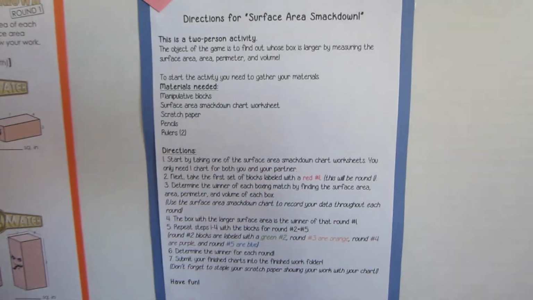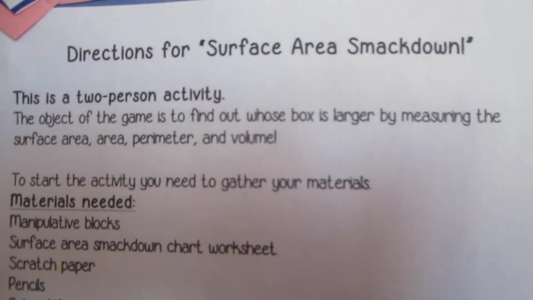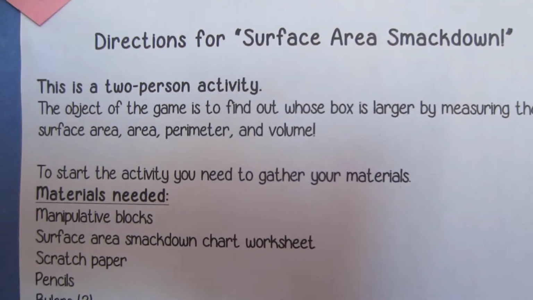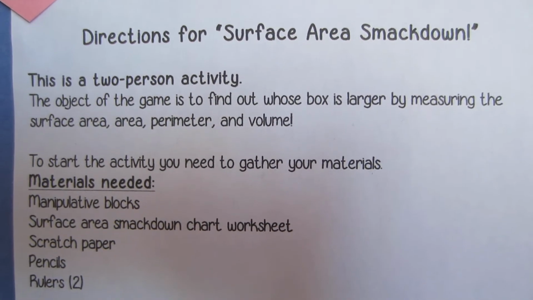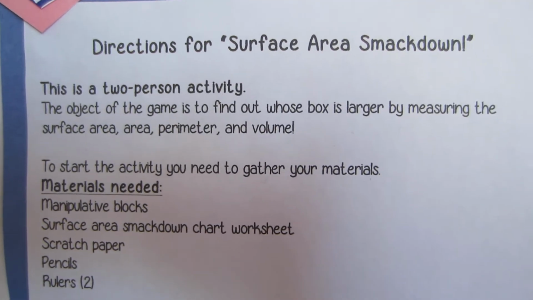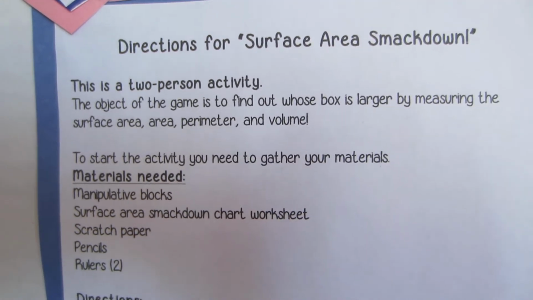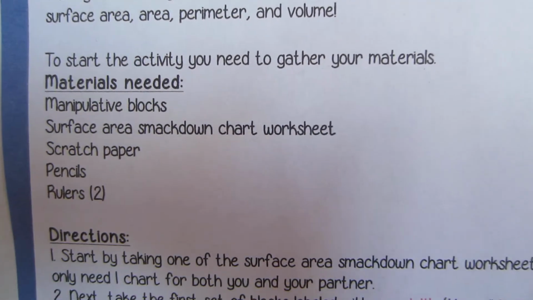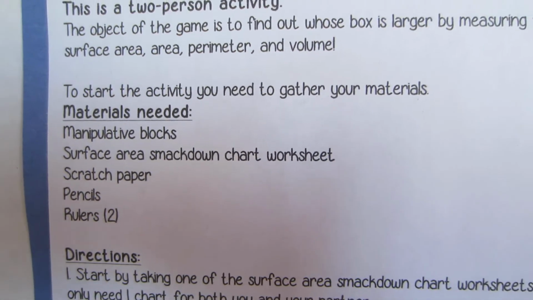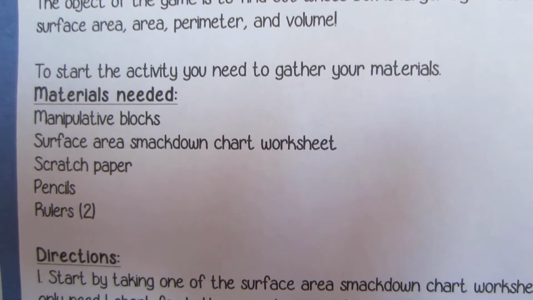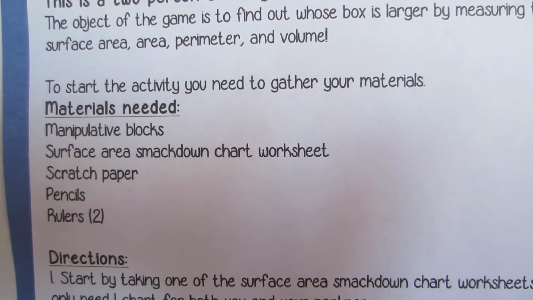Now, when they start to play the game, I have the directions right here for the Surface Area Smackdown. This is a 2-person activity. The object of the game is to find out whose box is larger by measuring the surface area, perimeter, and volume. To start the activity, you need to gather your materials. Materials needed are the manipulative blocks, Surface Area Smackdown chart worksheet, scratch paper, pencils, and rulers.